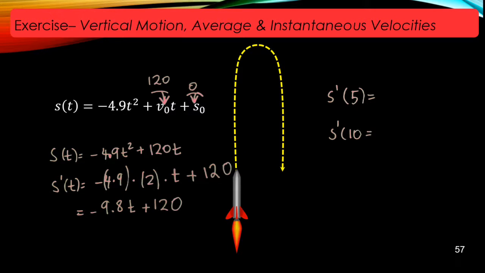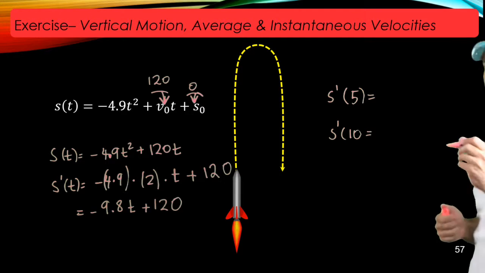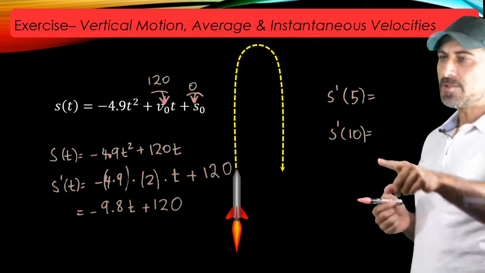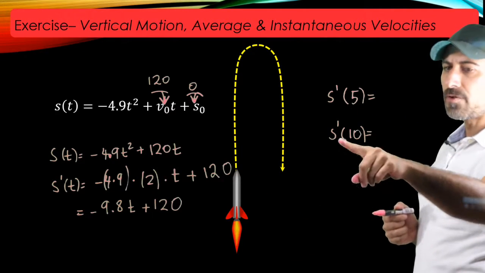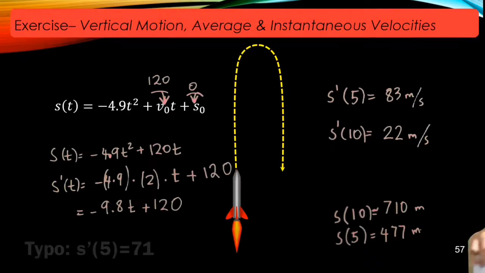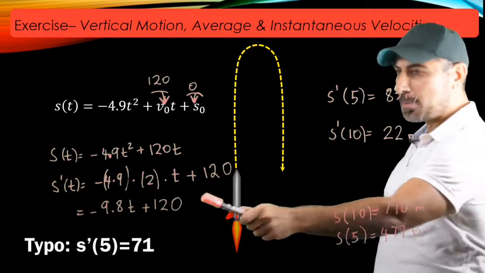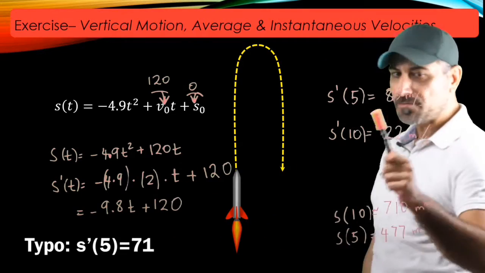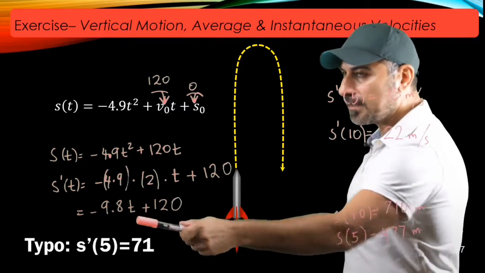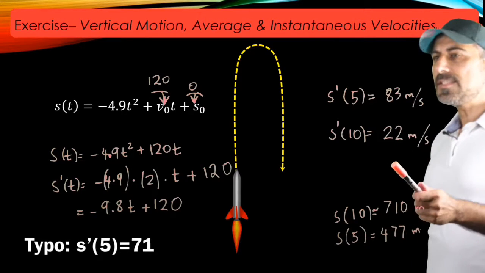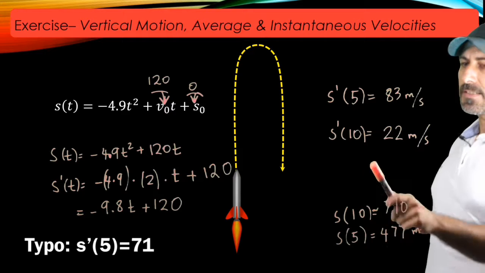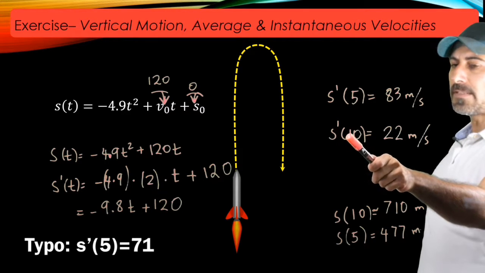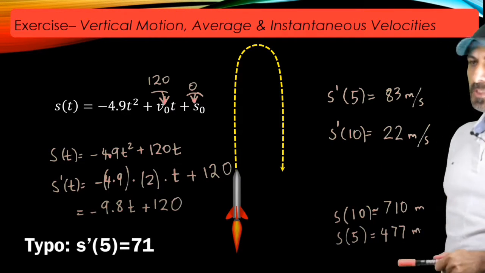We are asked to calculate the instantaneous velocities at time t equals 5 and time t equals 10. So all we're going to do is evaluate s prime at 5. s prime comes with this expression here. And also s prime at 10. You can use your TI-84 to plug in 5 for t here, and then 10 for t. And we get the instantaneous velocity at time t equals 5 to be 83 meters per second, and at time t equals 10, that's 22 meters per second.